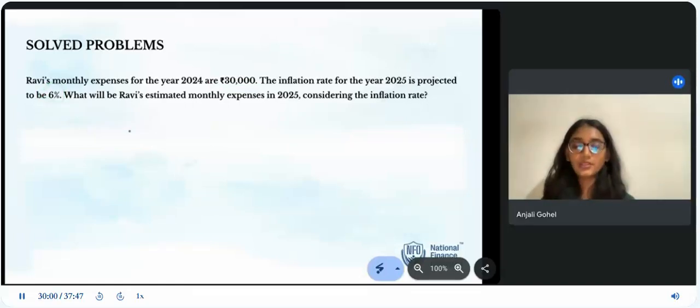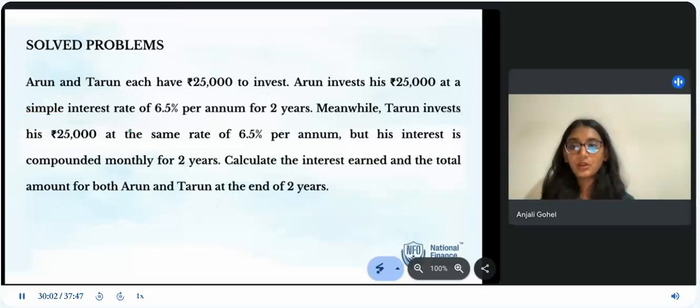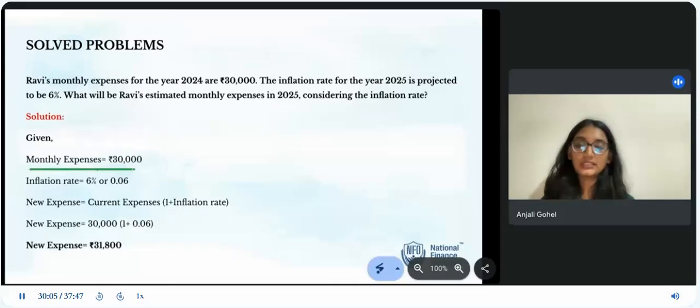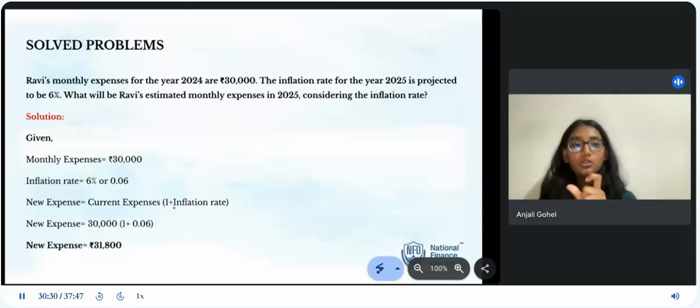Okay, it's very simple. How do we calculate? They've given the monthly expense, which is 30,000. Inflation is 6%. How do we calculate? Current expense multiplied by 1 plus the inflation rate. Alright. Now, why do we do this 1 plus? If you have seen, even in compound interest, we have this 1 plus factor. That is because we are calculating the total amount. I don't just want to know by how much it will increase. Rather, I want to know the total amount. That is when we take the 1 plus factor.